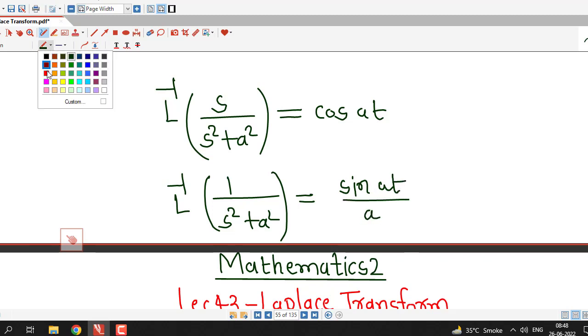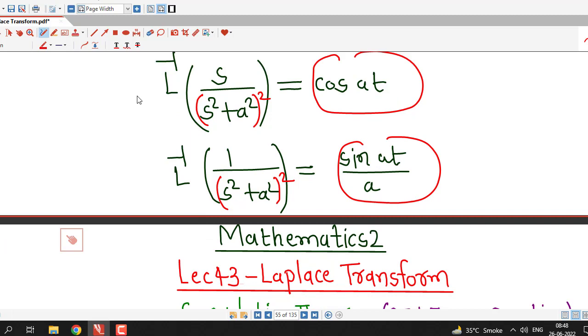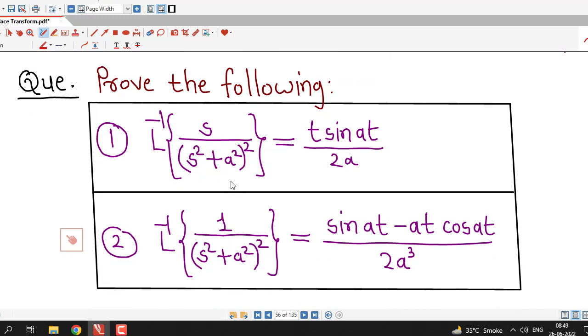Now suppose instead of s square plus a square we have square of s square plus a square in the denominator, then how to find out inverse Laplace transform? So we are going to develop formulas for inverse Laplace transforms of s divided by square of s square plus a square and 1 divided by square of s square plus a square using convolution theorem. So using convolution theorem we will prove these two formulas.